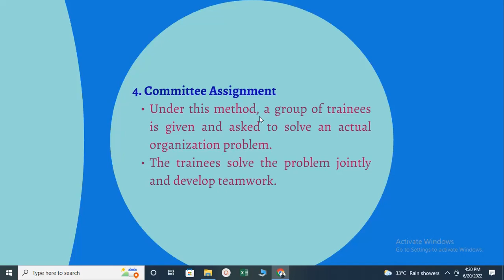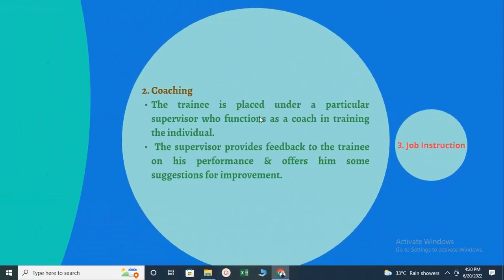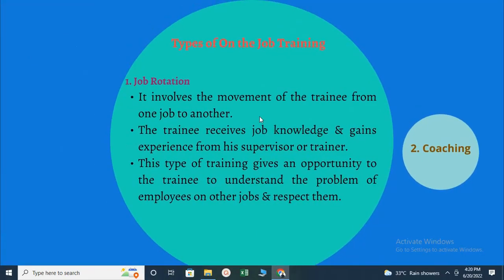This type of training is given in the on the job training methods. So these are the 4 different types of on the job training methods. After this we can see a small video clip on the on the job training methods.